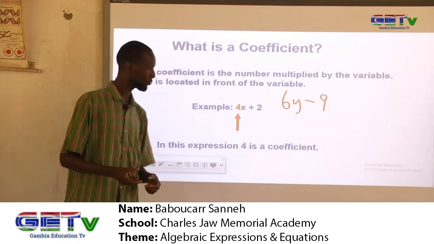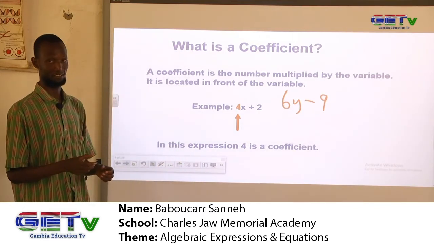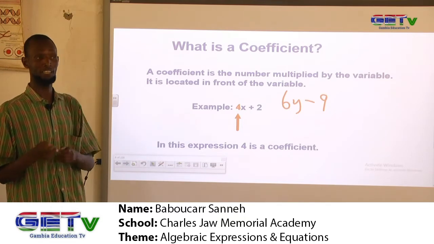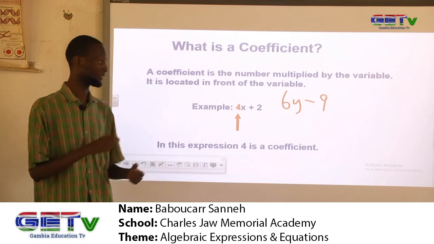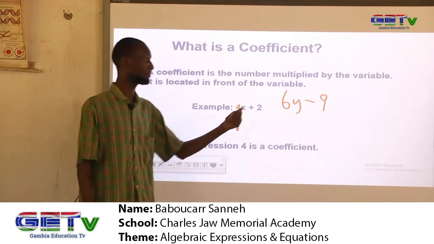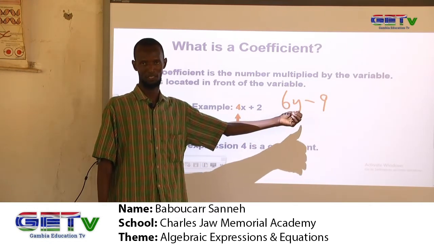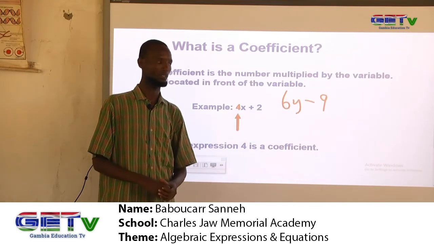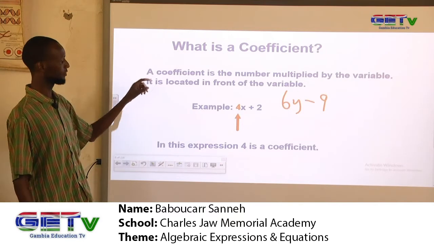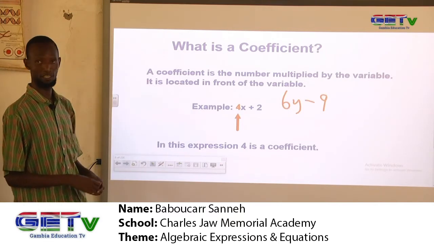Now, anytime you want to determine the coefficient, always look for the variable. Once you are able to locate the variable, then the coefficient is just the number that is being multiplied by that variable. And it is always located in front of the variable. Now, it is important that we say it is located in front of the variable.